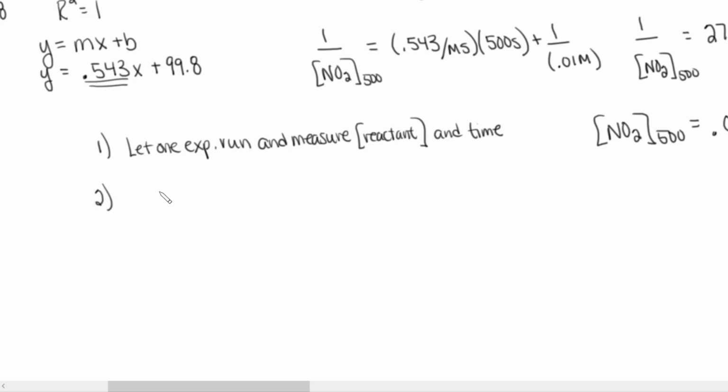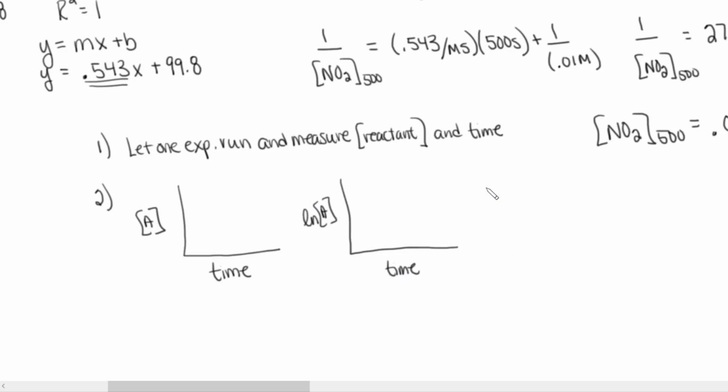You are going to graph 3 different graphs. You're going to graph the concentration of your reactant versus time. You will graph the natural log of your concentration versus time. And you'll graph 1 over your concentration versus time. Whichever one of these graphs is the most linear.